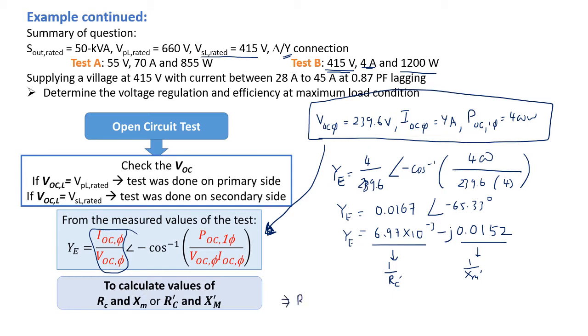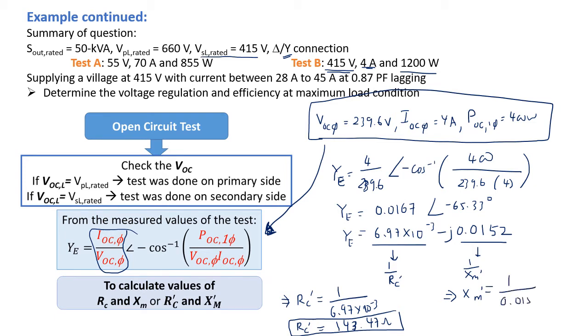So now we can find RC prime by taking the inverse of the real part. So 1 over 6.97 times 10 to the minus 3, giving us an RC prime of 143.47 ohms. And taking the inverse of the imaginary part will give us XM prime. So 1 over 0.0152, giving us an XM prime of 65.79 ohms. Right, now that we have RC prime and XM prime, we can go on to the short circuit test.